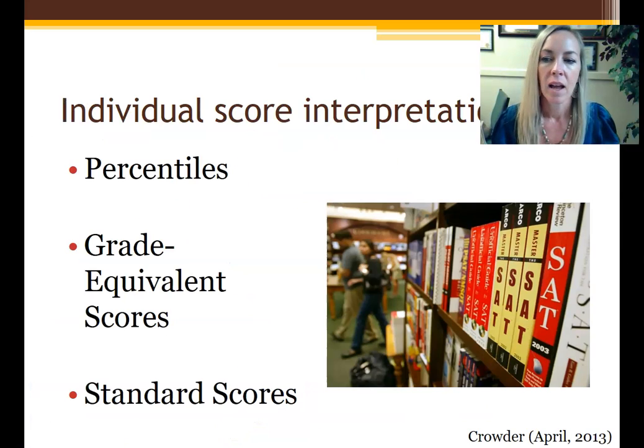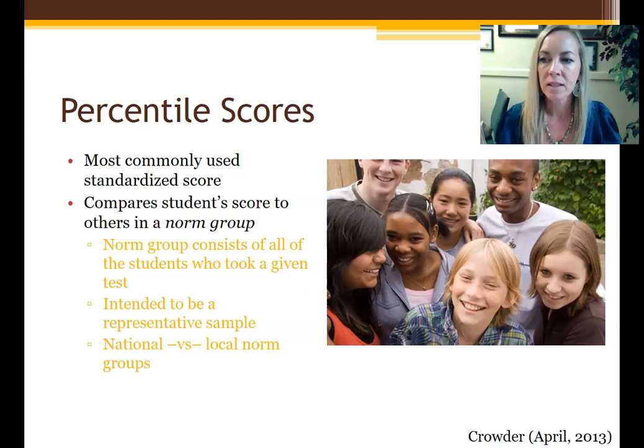All right, so we have different individual score interpretations. We look at percentiles of these scores, grade equivalent scores, and standard scores. We'll go through each quickly here. A percentile score is the most common for a standardized score, and essentially it compares a student's score to others in the group.